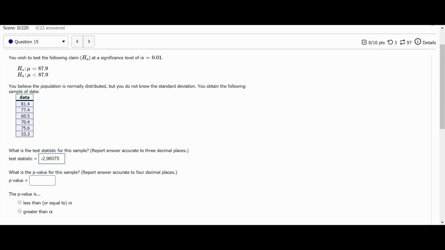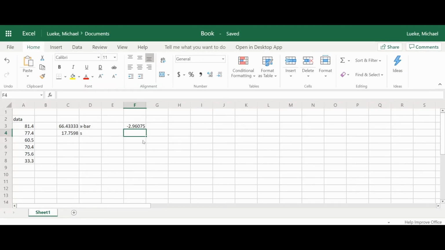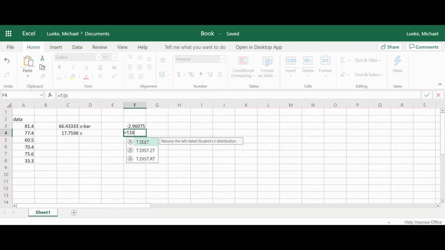And now I need to compute the p-value, which basically means I'm going to find the probability to the left of this horizontal location on the axis. But again, because my sample size is so small, I'm going to choose the t-distribution, the student t-distribution, instead of the normal distribution. So instead of norm.dist, I'm going to choose equals t.dist. And then my x value is going to be this value from right here, the test statistic.